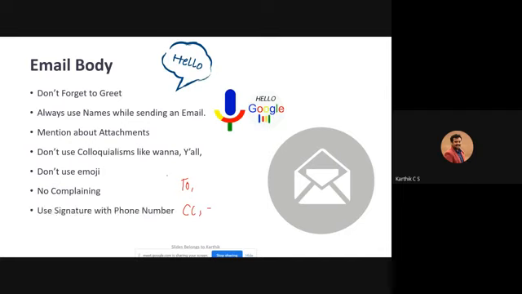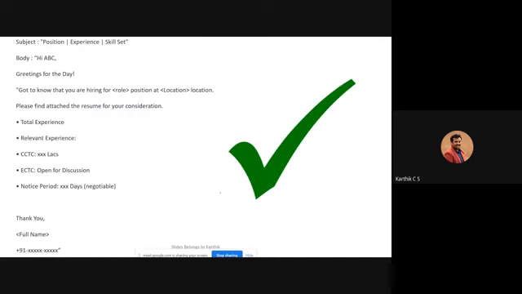And always use a signature with phone number. Signature doesn't mean your handwritten signature like on cheque books or agreements. Just "Thanks and regards," your name, phone number, and if possible, designation. You can mention your LinkedIn ID as well, as it becomes professional. So these are the things you can use.